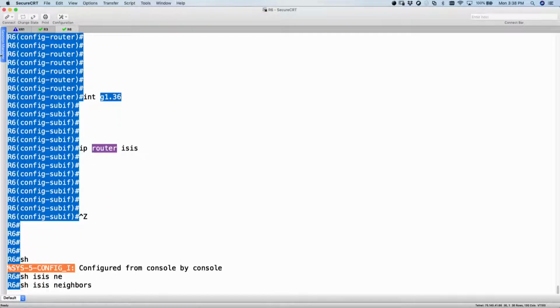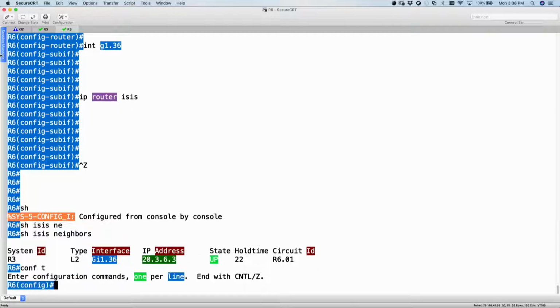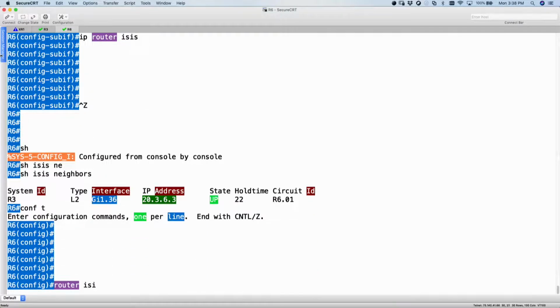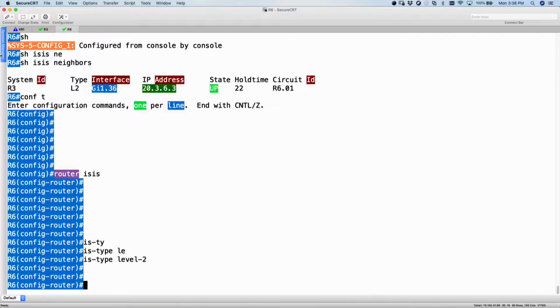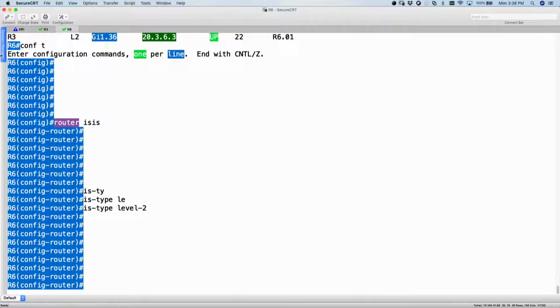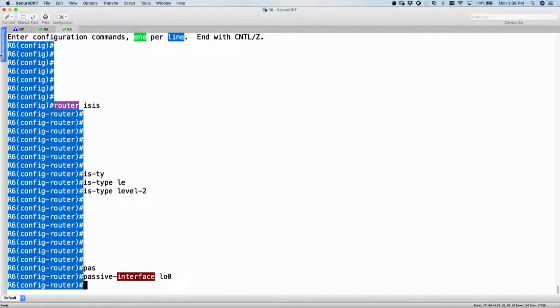Show ISIS neighbors. I have L2 adjacency with R3 because R3 is only a level 2 router. Again, let's change this to be just level 2. So IS type level 2. My loopback is not being advertised right now. I could advertise my loopback by going to my loopback and activating ISIS. That's one way. But then you don't want ISIS to be running on the loopback, but you still want to advertise the loopback. That can be done with the passive interface command. So maybe if I do a passive interface loopback 0, my loopback would be advertised as a route.